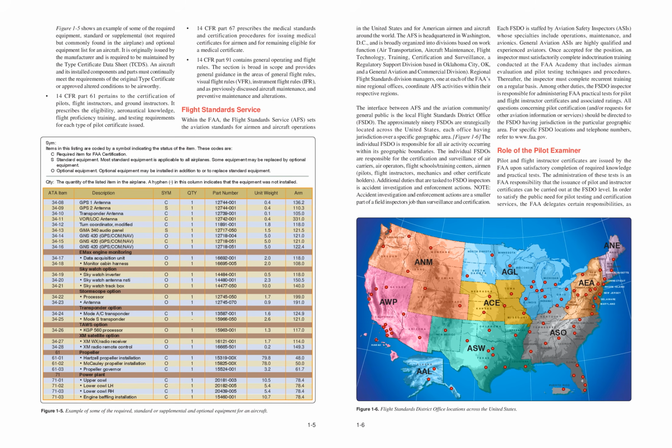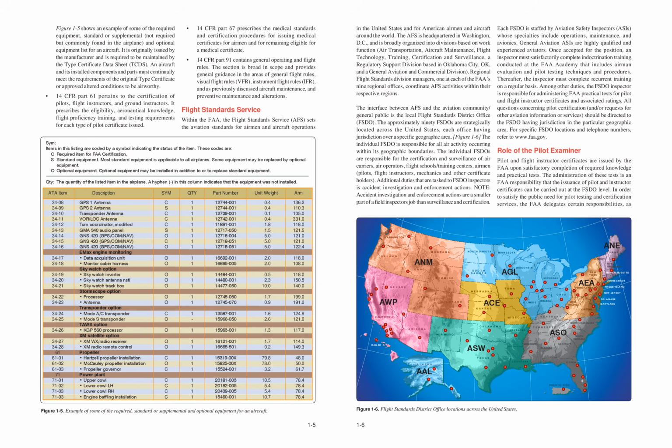The individual FSDOs are responsible for the certification and surveillance of air carriers, air operators, flight schools and training centers, airmen, pilots, flight instructors, mechanics, and other certificate holders. Additional duties that are tasked to FSDO inspectors include accident investigation and enforcement actions.